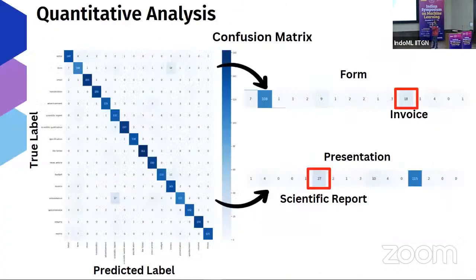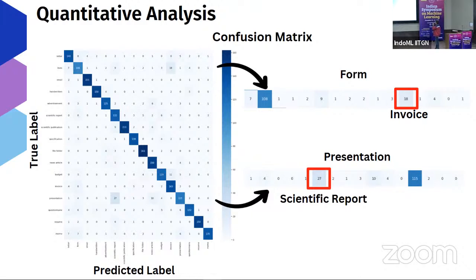Coming to results, these are the results of the best performing model on training data. I have shown the training data results because we don't have the ground truth labels for test data. For almost all the classes, the misclassifications are uniform, but there are 2 main classes, form and presentation. For example, form has more misclassifications with respect to invoice, and presentation has more misclassifications with respect to scientific report.